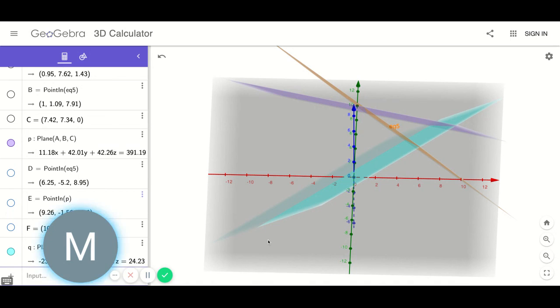There are three parallel, two parallel and the other one cuts it. They intersect in a single point. They intersect along a line, which is called a sheaf, or they intersect pairwise in different lines, and that's called a triangular prism.